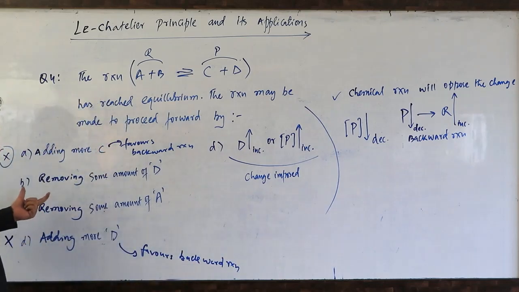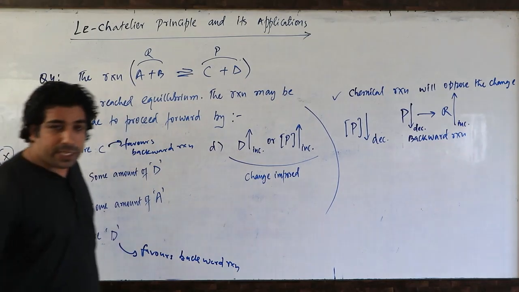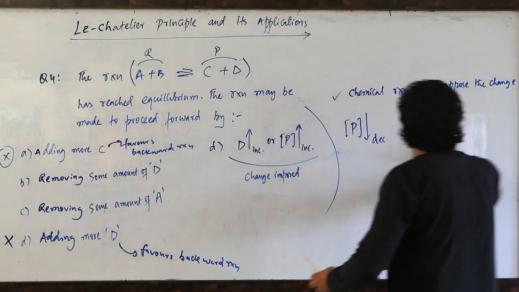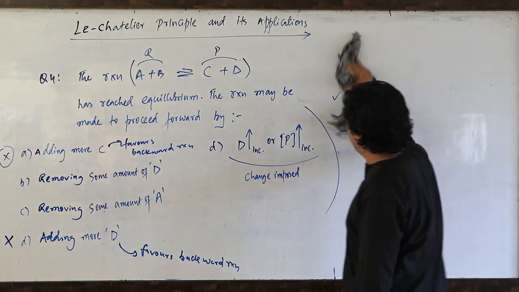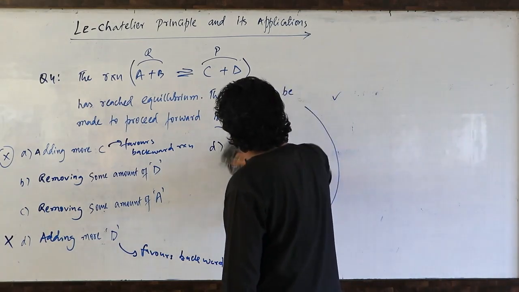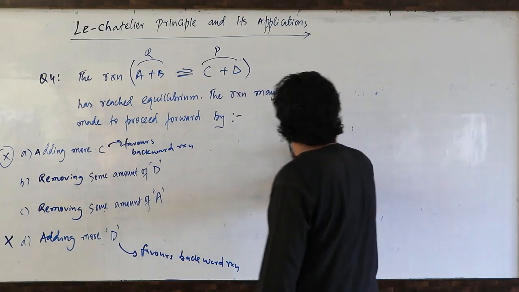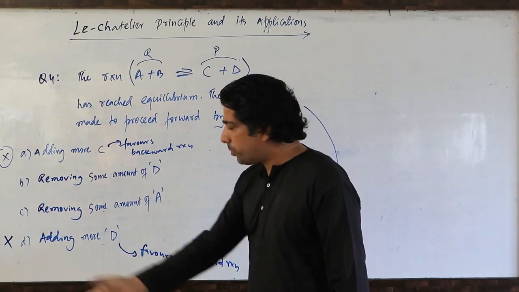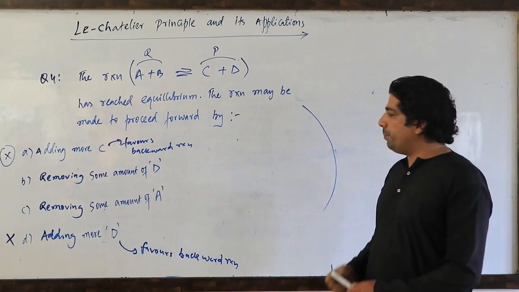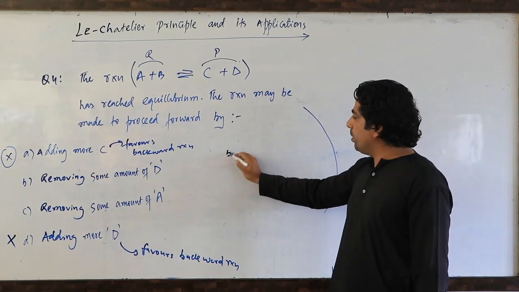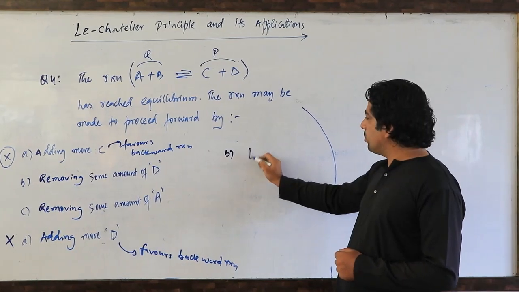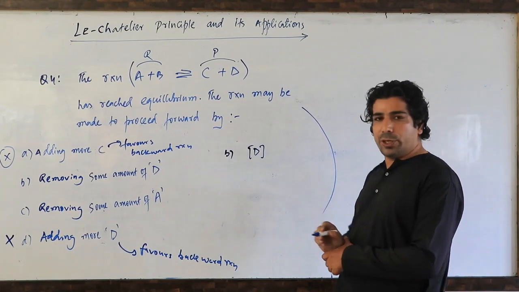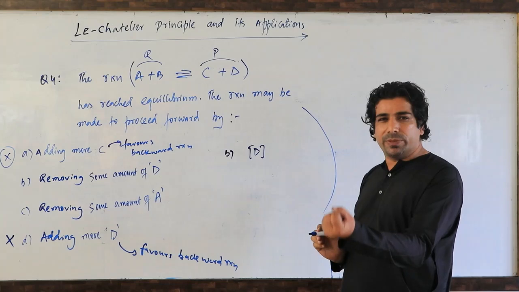Now we have to look at option number B and option number C and find out what is our answer, my dear friends. So let us concentrate on option number B and option number C. Let's take option number B. In option number B, we are removing some amount of D. That means the molar concentration of D is removed.